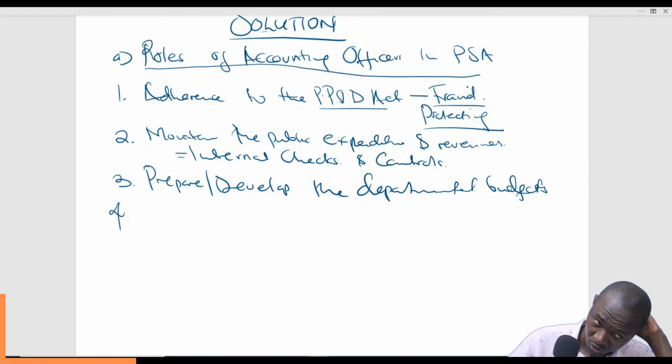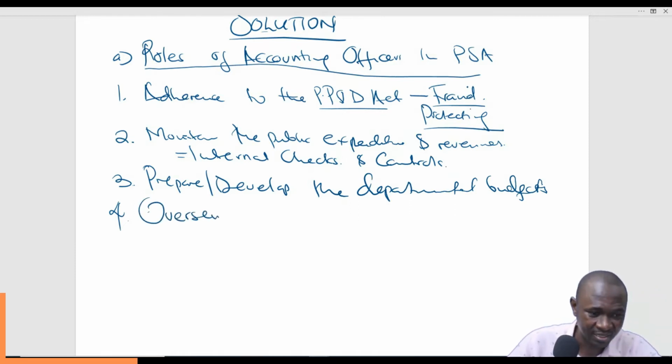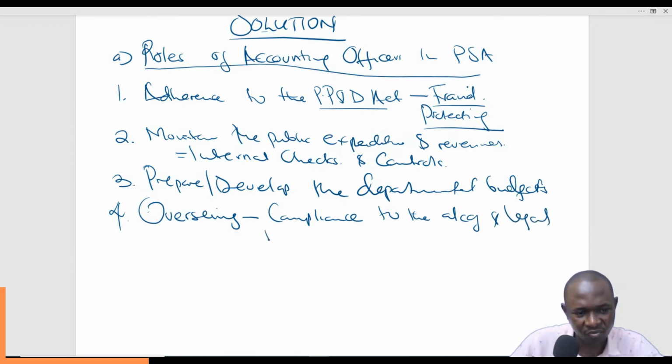Number 4, they also have the role of oversight. They play the oversight role in checking the compliance levels to the accounting and legal rules that have been set. They play the oversight role in ensuring that an entity complies with both the accounting and the legal rules that have been set.